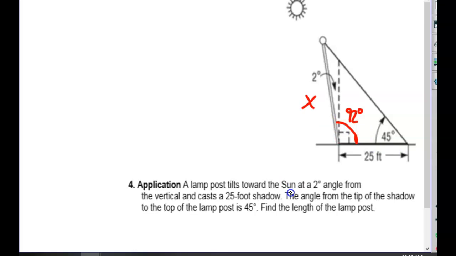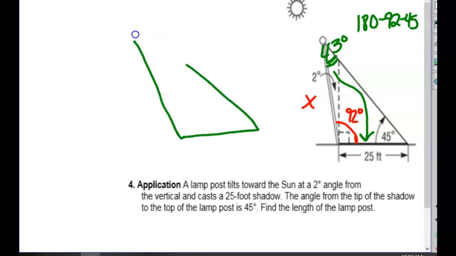Okay, I think we need to find the third angle, don't we? This little angle up here. So we have 180 minus 92 and 45. Yeah, because this is the angle that's across from this 25. What do we get? 43. So then that 43-degree angle, if I get rid of everything else, we now have a 43, a 92, a 45, a 25 out here, and an X. Does that help you see how we'd have to set it up?